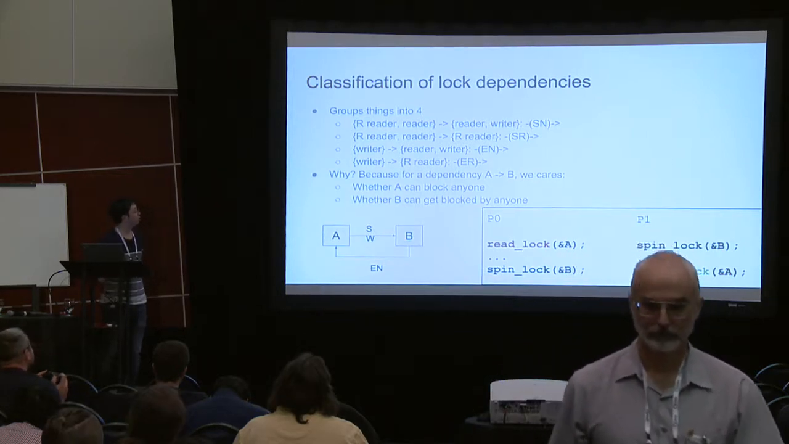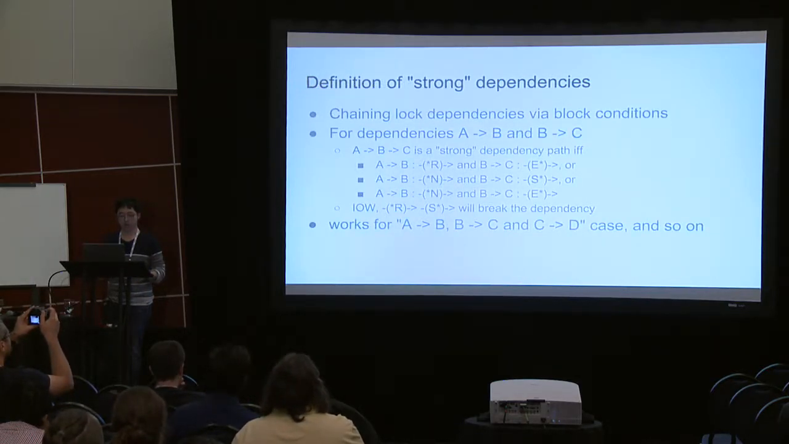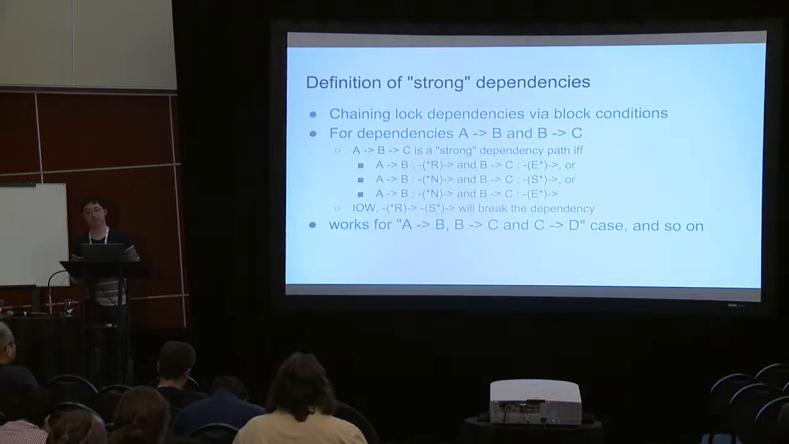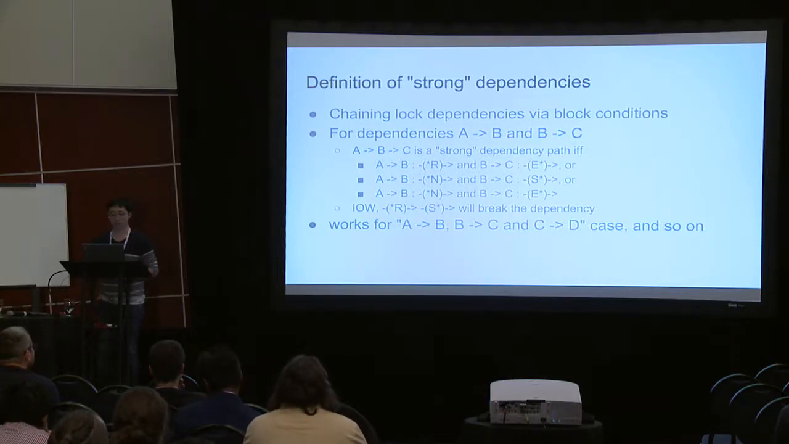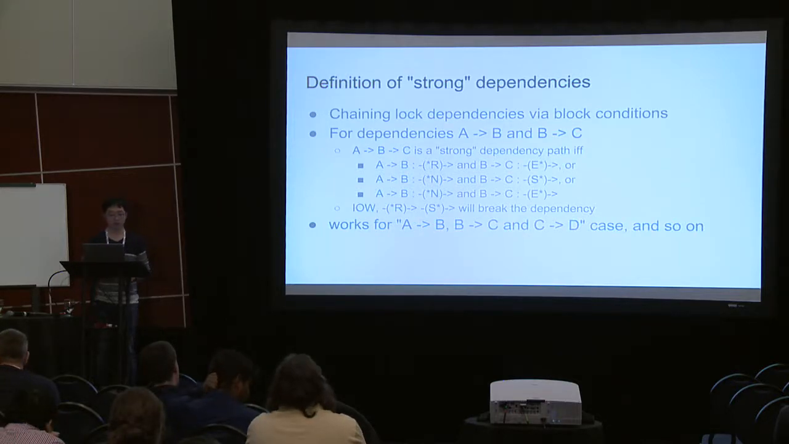So we have different types of dependency and lock dependency. In the current Lockdep, it fails to detect those deadlocks because it treats all the dependency paths as a strong condition for the deadlock, but actually there are some dependencies which will not introduce deadlocks. So we call the dependency that will introduce deadlock a strong dependency, and you can think of a strong dependency path like chaining block dependencies, the chaining lock dependencies, the block conditions. So it's basically like a blockchain.